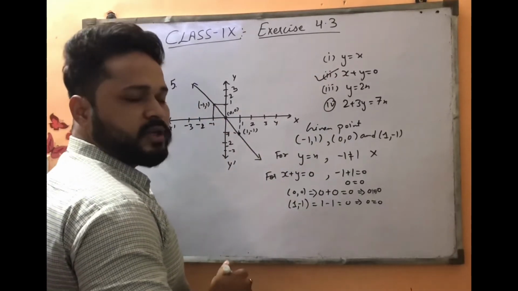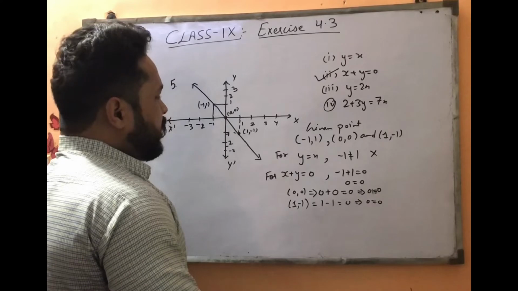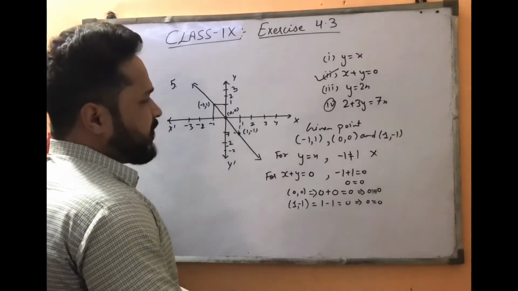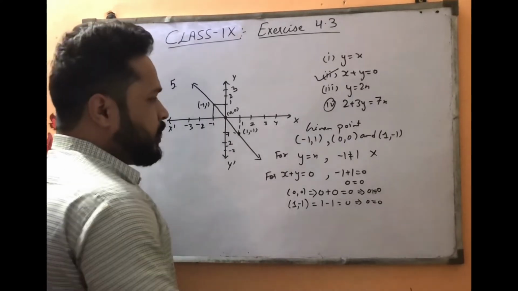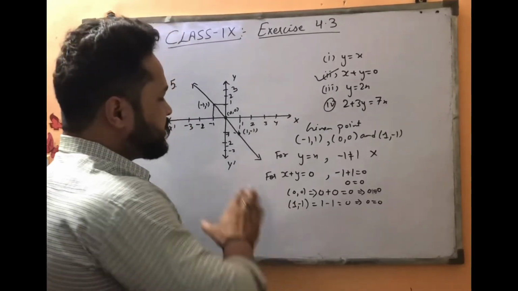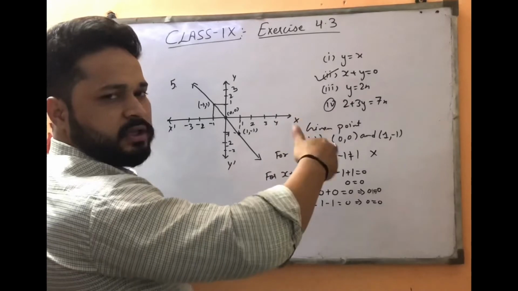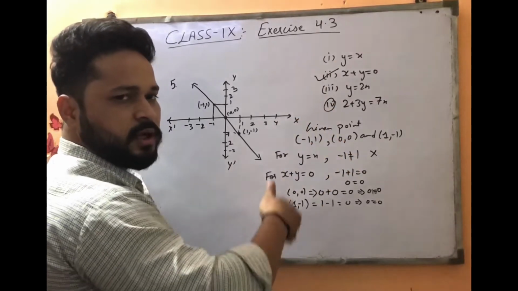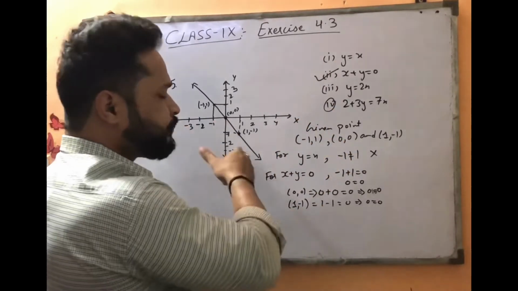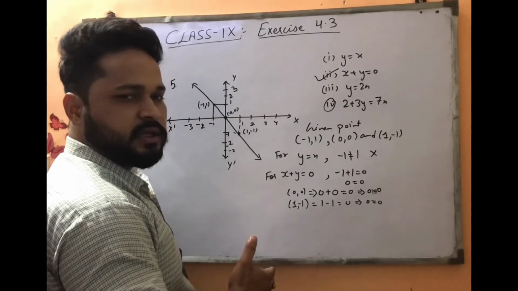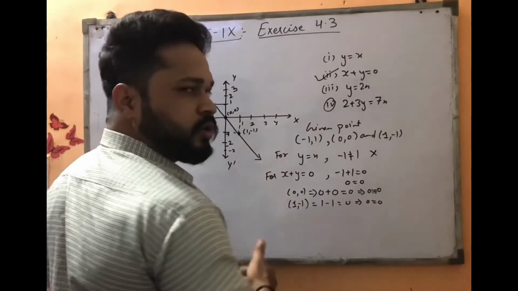Okay, so similarly you can solve the second question, the part 2 of question number 5. So you can do it by yourself. There is also the same type of question, 3 solutions are given. You can put the 3 solutions in all the equations, and whichever equation satisfies all the solutions is the correct answer. Okay, so now come to the question number 6.